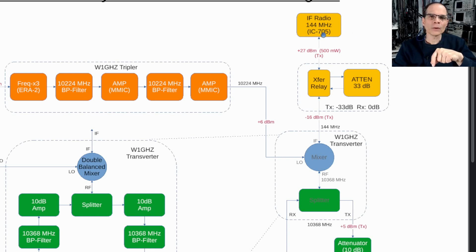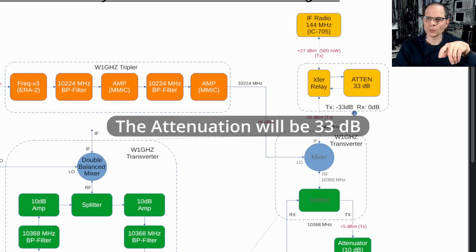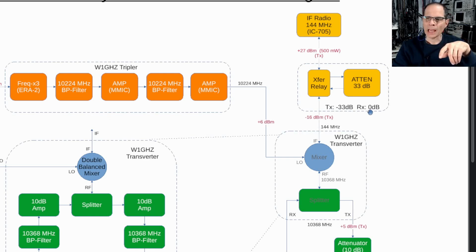So the IF radio is a transceiver, so the RF goes both ways. I need to have a switchable attenuator, same as I had before. This time the gain will be 33 dB, and it will be designed on a custom-made PCB as opposed to a universal board that I use in my portable system. So you'll see this in a future video as well.